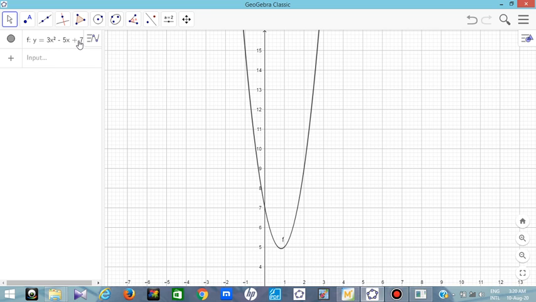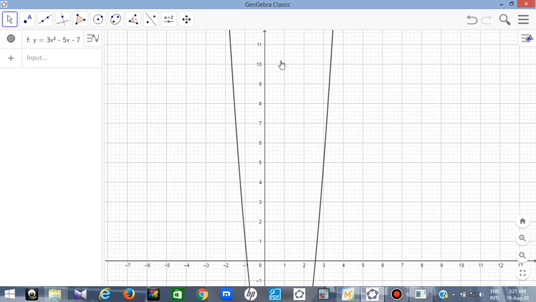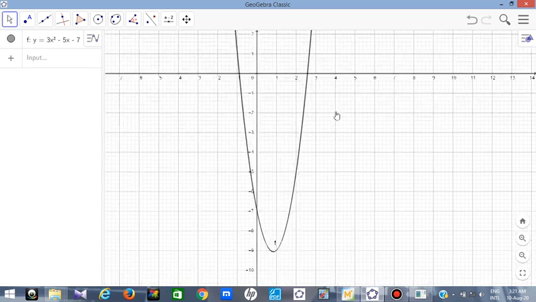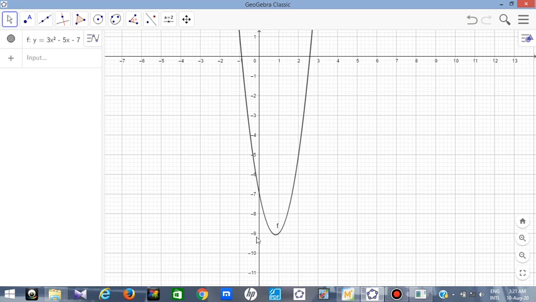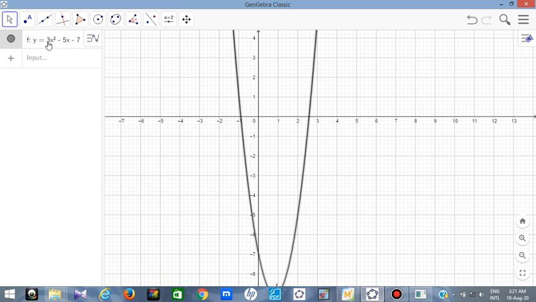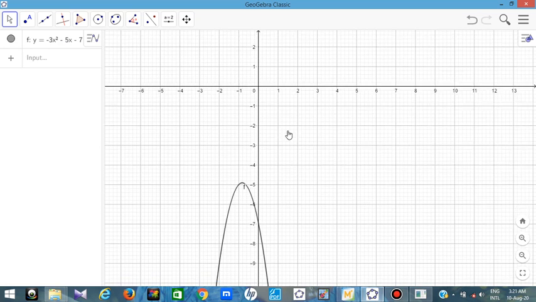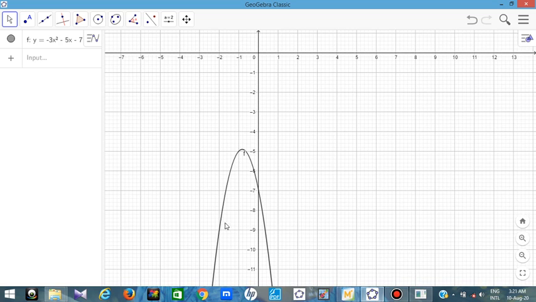So if this function, let me change this place to negative. If I have minus 7, you can see that the minimum point has gone down to around minus 9. Then if this value is, let me change this place. This place I have 3. Let me turn it to negative 3. So you can see that the value has changed. See, the curve has changed now.